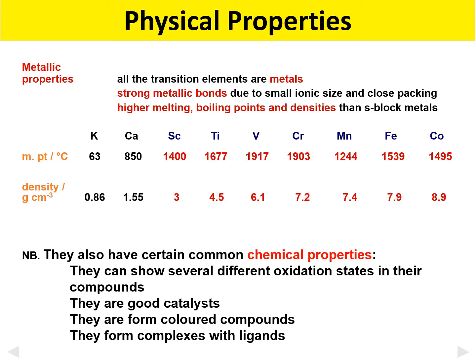The physical properties of transition metals include high melting points, high boiling points, high densities, they conduct electricity and heat, and are malleable, ductile, and sonorous. They also have certain common chemical properties. They can have several different oxidation states, they're good catalysts, they form coloured compounds, and they form complexes with ligands.